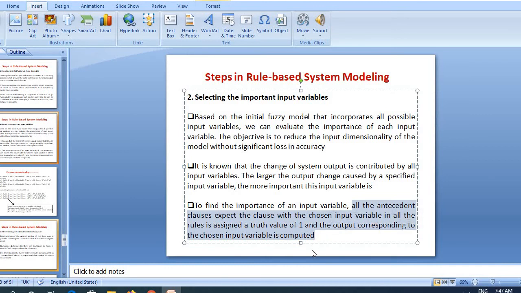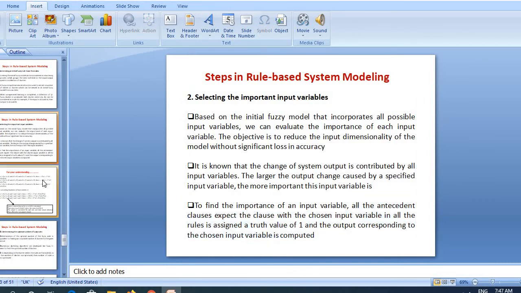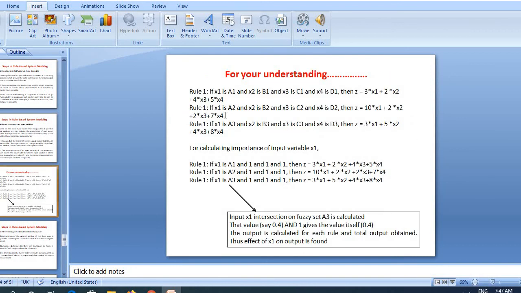So I can explain this using an example. It is just for your understanding. Please don't write it in exams, okay? See, I have 4 rules like this with 4 parts in the antecedent. x1, x2, x3, x4 are the input variables. Z is the output variable. Like that I have three rules. Suppose, okay, it is rule 2, it is rule 3.